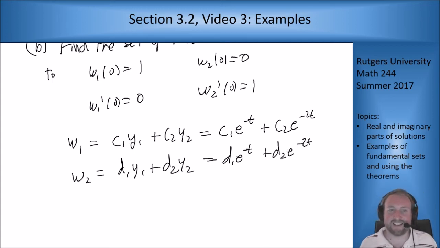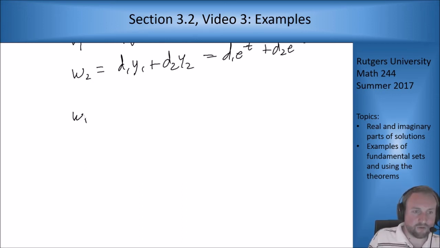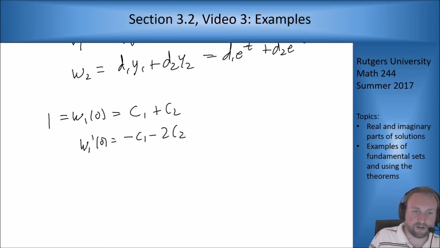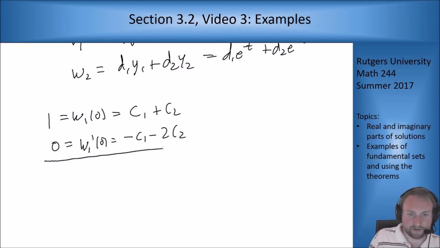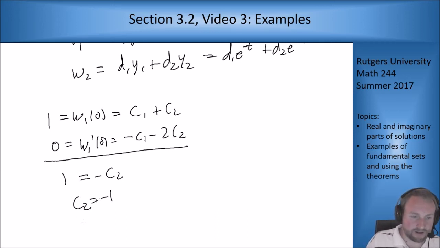So now I just got to find my C's and D's based on my boundary conditions, or my initial conditions above. So let's start with the C's. W1 of 0 is C1 plus C2, and I want this to be 1. And W1 prime of 0, we did this calculation earlier, is minus C1 minus 2C2, and I want that to be 0. So I add these together. I get that I want 1 equals negative C2, so C2 is minus 1. And then since I need them to add to 1, this gives me C1 equals 2, because 2 plus minus 1 is 1.